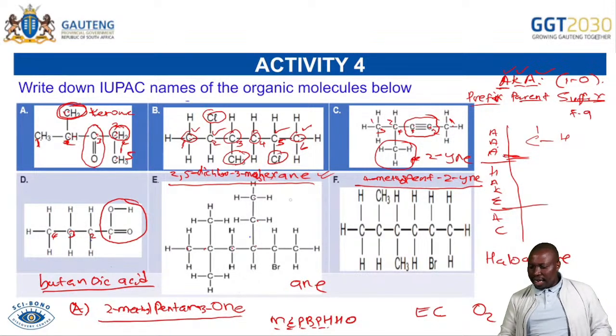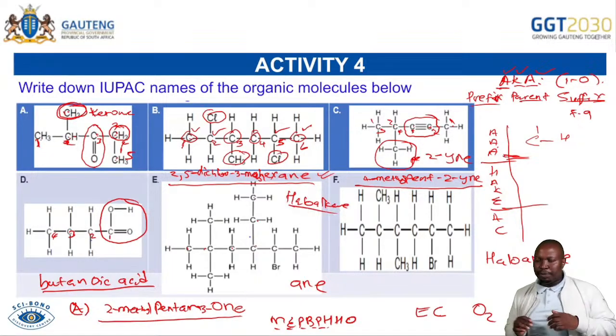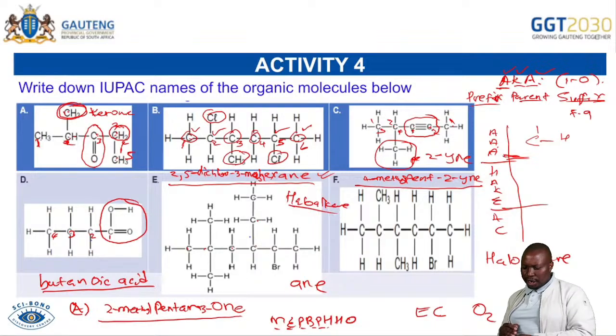Remember, we call this a haloalkane. So the halo must be part of the parent chain. That is very important: when you are giving the longest carbon chain, it must include the halo, which in this case will be 1, 2, 3, 4, 5, 6. So it will be hex, which is hexane. Hexane, that is the parent.